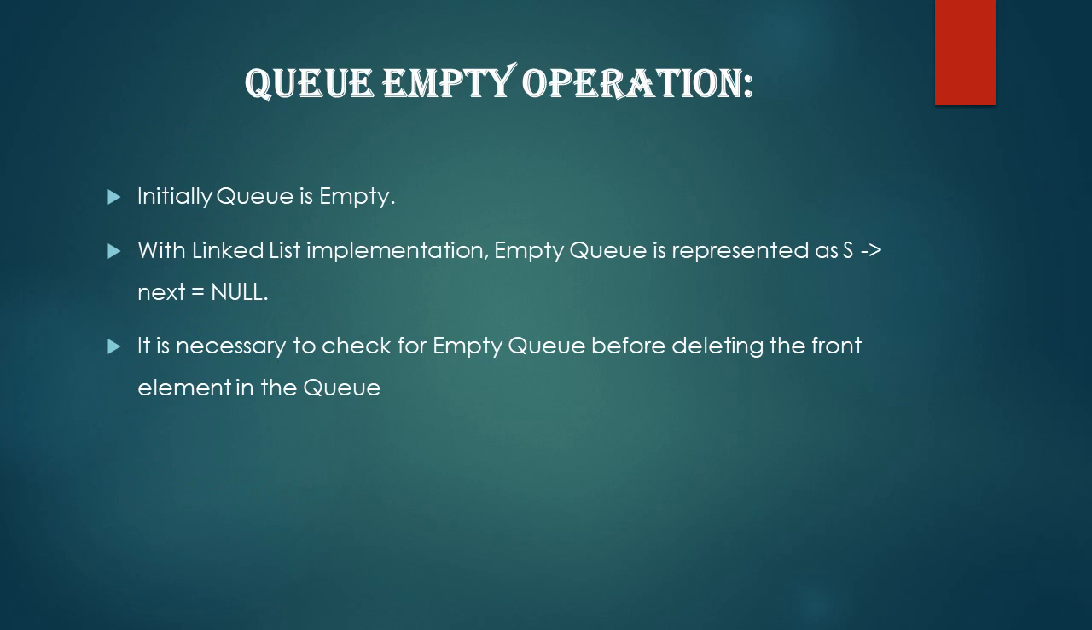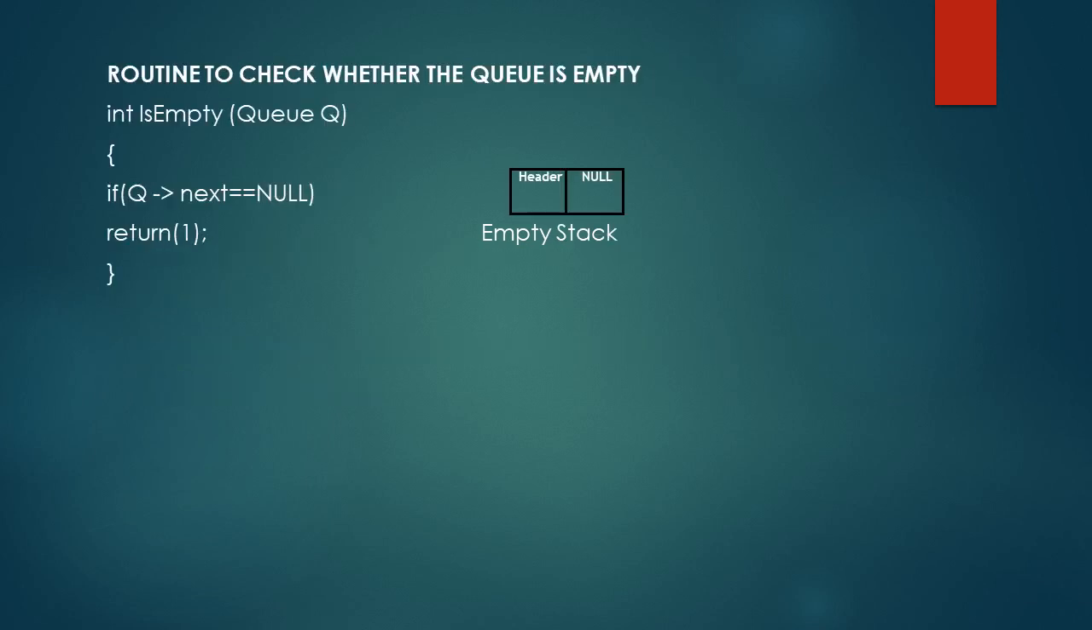Queue empty operation. Initially Q is empty. With linked list implementation, an empty queue is represented as Q next equal to null. It is necessary to check for an empty queue before deleting the front element. Routine to check whether the queue is empty: int IsEmptyQ; if Q next is equal to null, return 1.